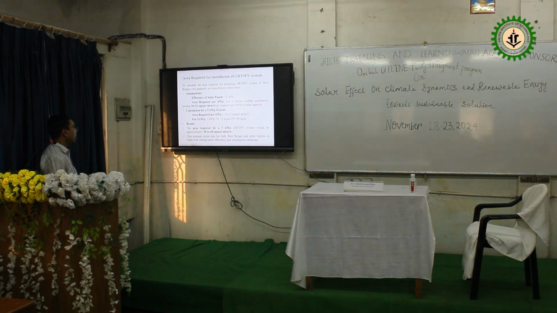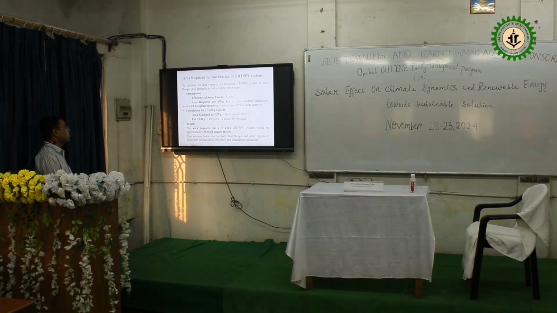That is also required. So if we multiply this for 5 kilowatt and 10 to 12, it will come around 50 to 60. 10% we will add, that will be 7 to 8. So the result is that the area required for 5 kilowatt grid connected rooftop solar should be approximately 50 to 60 square meter for the solar panel.